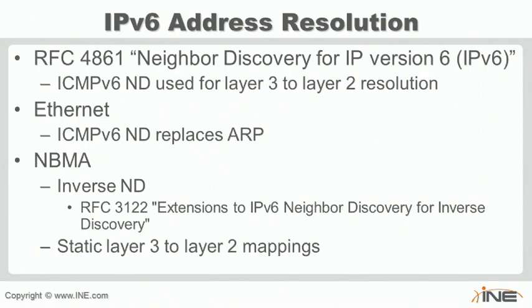Now, technically, there is a specification for inverse neighbor discovery, which would be the equivalent of inverse ARP for Frame Relay, but I don't believe that Cisco IOS actually implements this even in the newest versions. So we'll see the end result of this is that for multi-point non-broadcast interfaces, we always need to provide a static layer 3 to layer 2 mapping for the IPv6 stack.